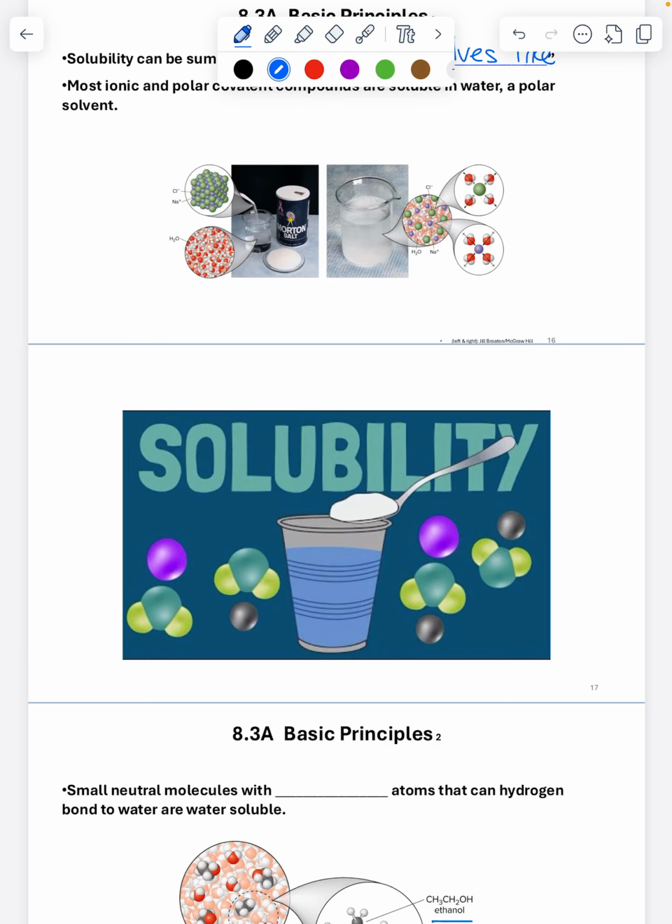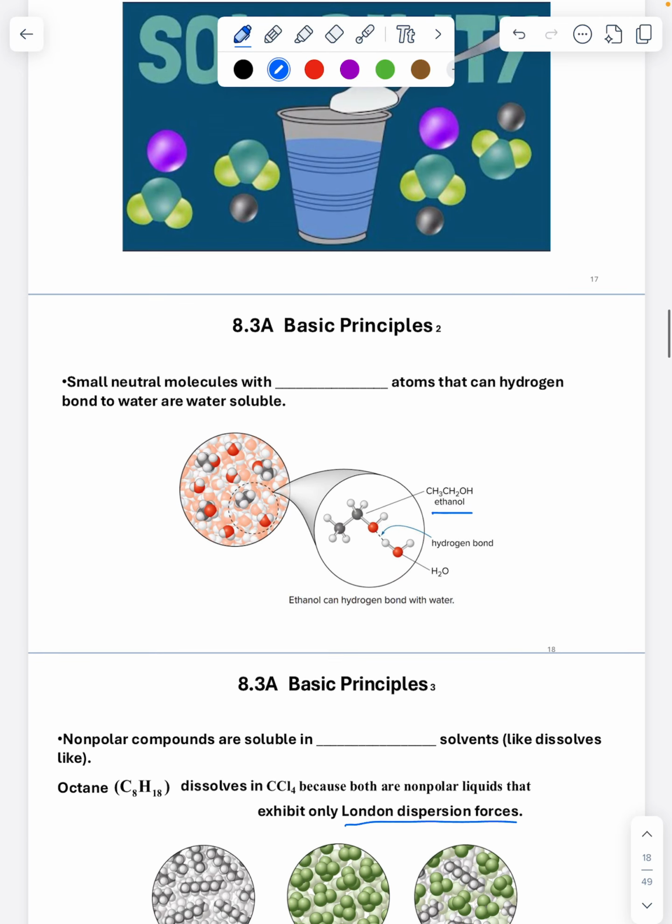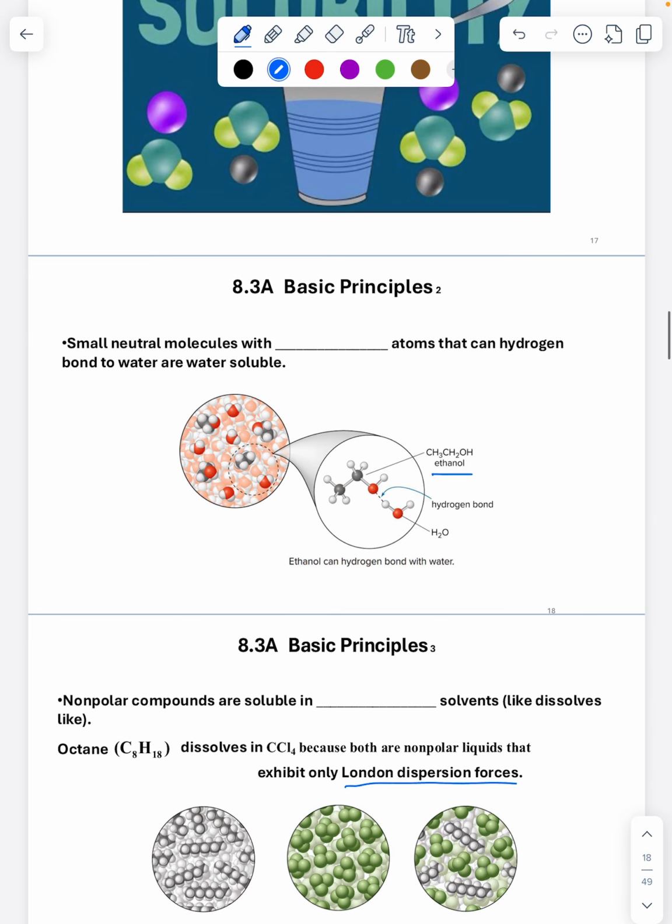When we have small neutral molecules with either oxygen or nitrogen or fluorine atoms that can hydrogen bond to water, these are always soluble molecules. So small neutral molecules with oxygen, nitrogen, or fluorine that can hydrogen bond to water are going to be soluble in water. Again, like dissolves like.